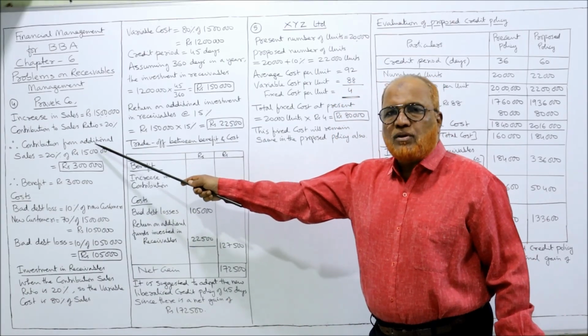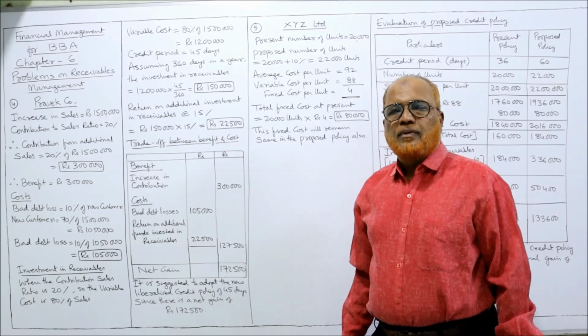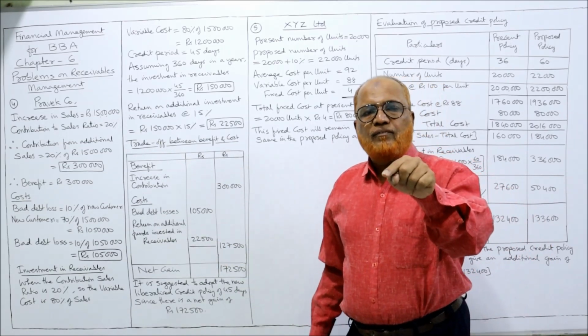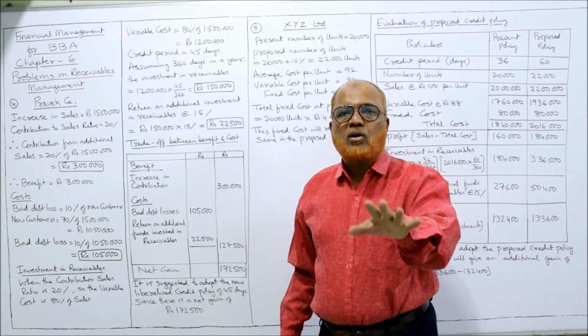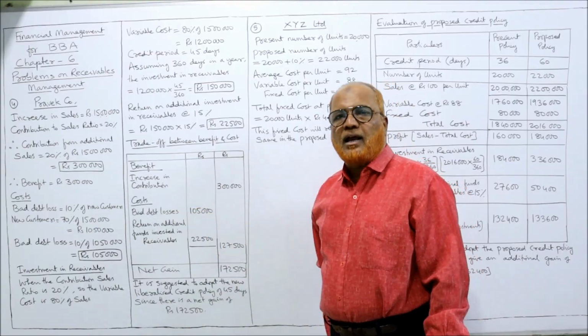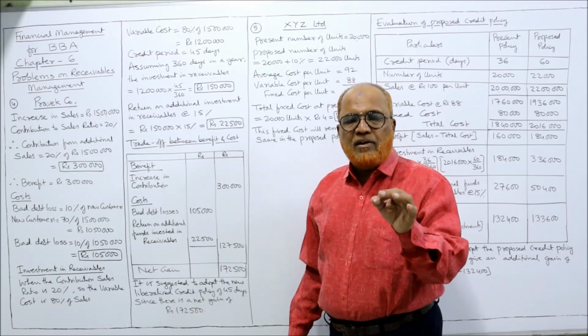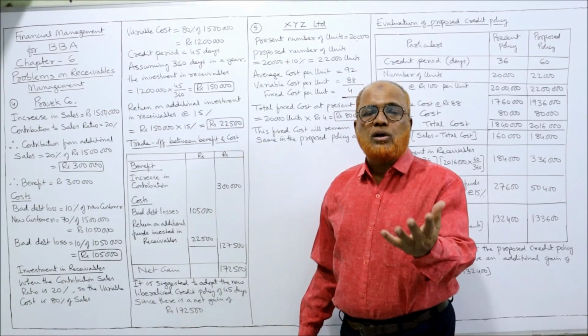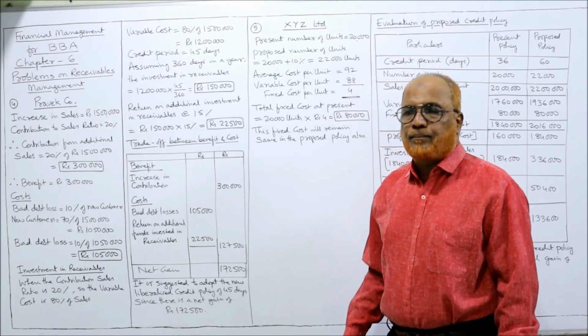So, contribution from additional sales. The new policy will give additional sales of 15 lakh. In that 15 lakh, 20% is our contribution. So 20% of 15 lakh is 3 lakh. This is the benefit we are going to get from the new policy. 3 lakh rupees contribution is increasing, right?